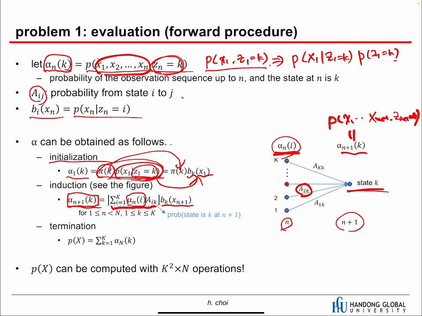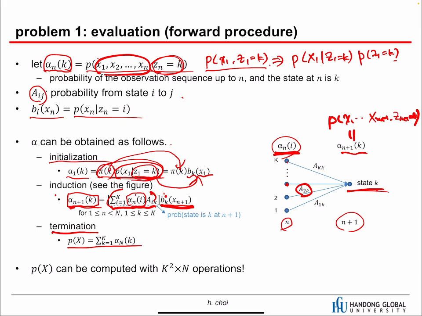This is induction. We assume that this is given, and this is given. We assume that the HMM is already trained, so all the parameters are set. A and B are given. From this one, we multiply the transition probability and the sum. From all the previous states, we can move to state k. Then we sum all the probabilities, and then we calculate the emission probability. This is alpha sub n plus 1 of k. And then finally, after all this induction, P of X is the sum of alpha capital N of k.